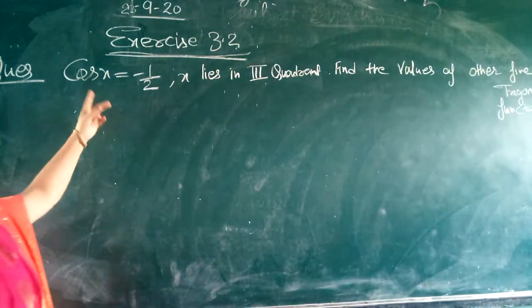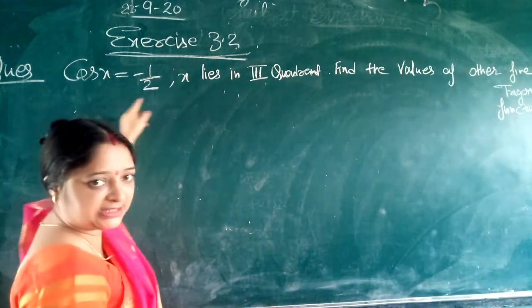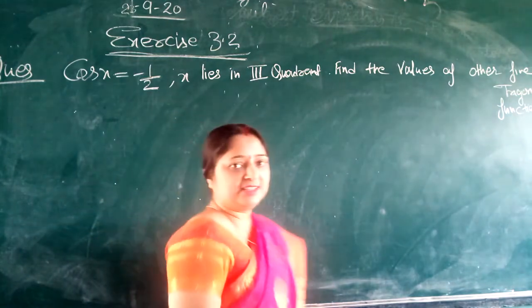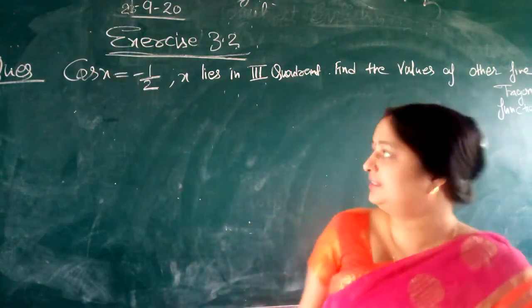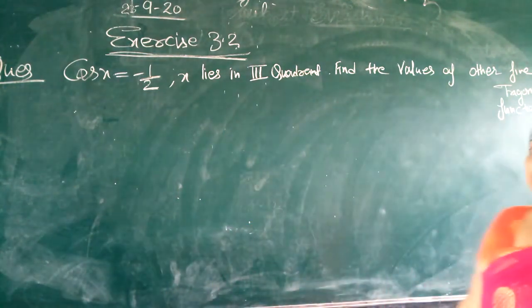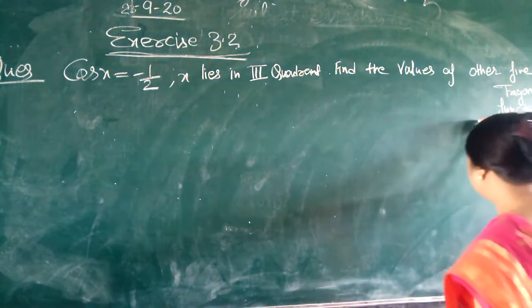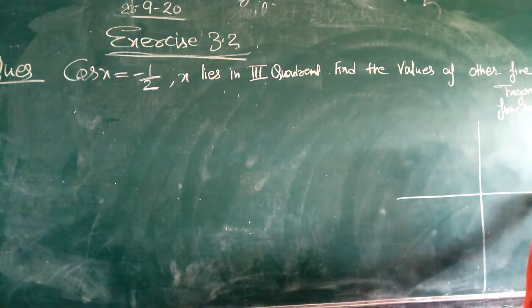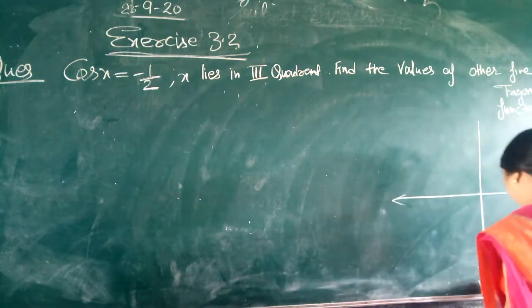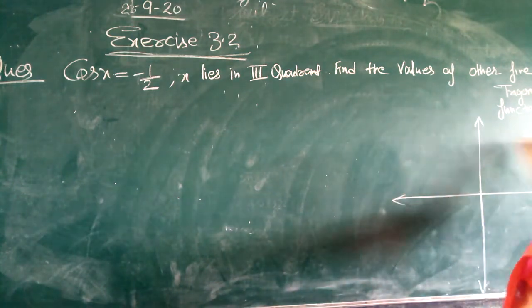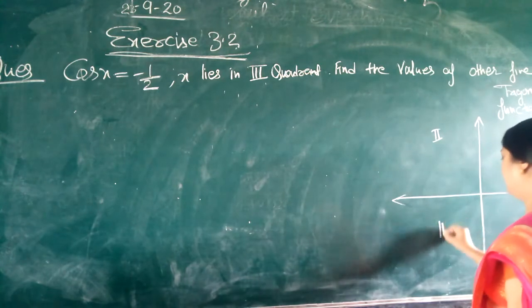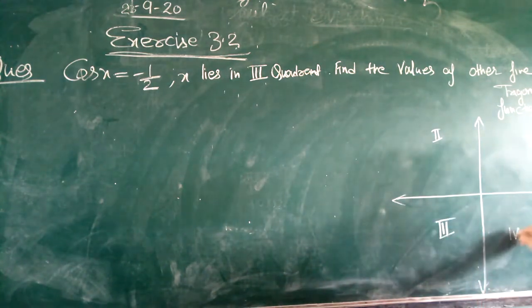So here one function is given, that is cos x equal to minus half and x lies in the third quadrant. Find the values of the other 5 trigonometric functions. Now students, you know that there are 4 quadrants. This is the first quadrant, this is the second quadrant, this is the third one and this is the fourth quadrant.